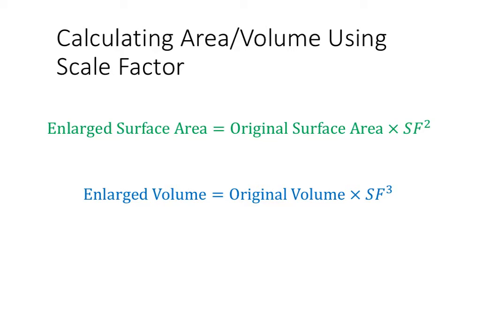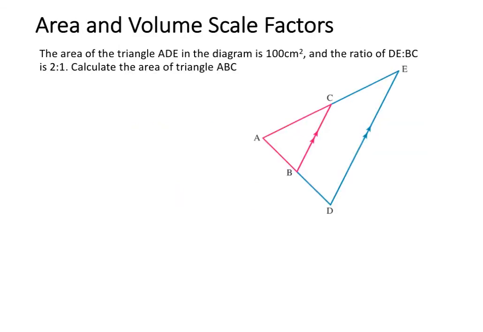So let's have a look at an example. The area of triangle ADE, so ADE is the larger triangle, is 100 centimeters squared, and the ratio of DE to BC is 2:1. So using that information, we need to calculate the area of triangle ABC, which is the smaller triangle. So the scale factor in the question is equal to 2.